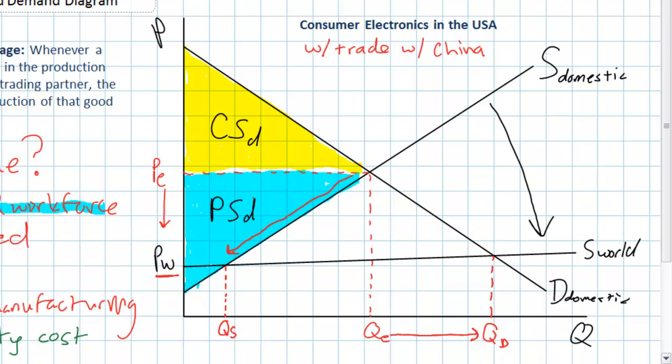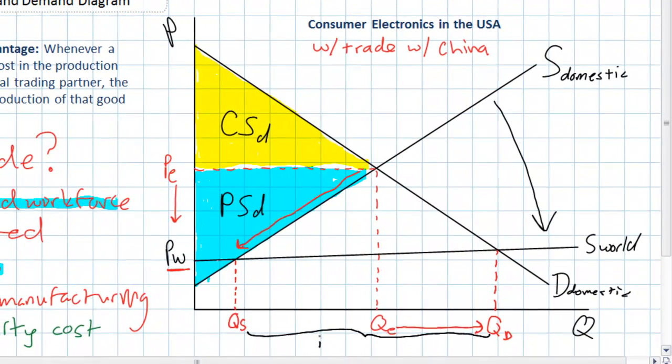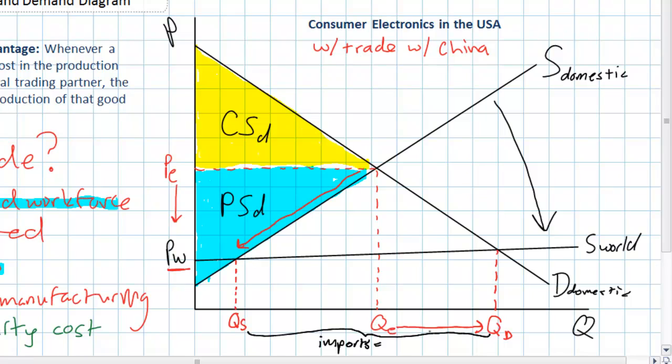So that begs the question, if only QS electronics are being produced, yet QD are being demanded, where will the difference between QS and QD come from? And the answer is imports. The quantity of electronics imported will be QD minus QS.